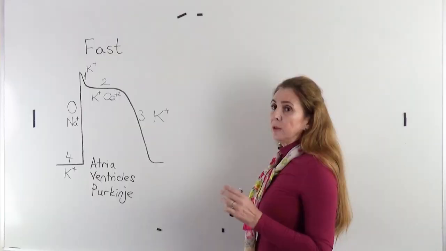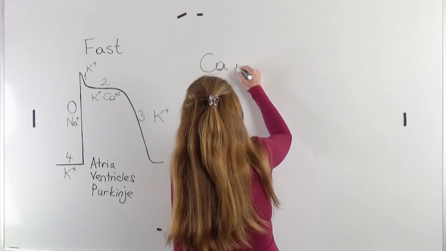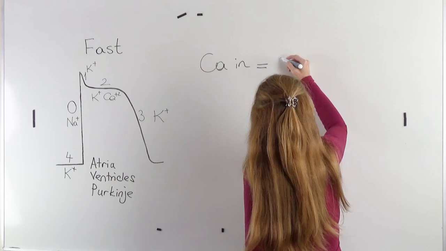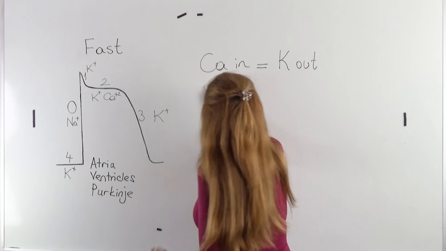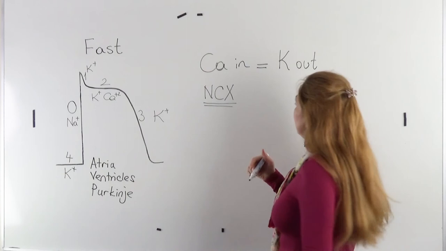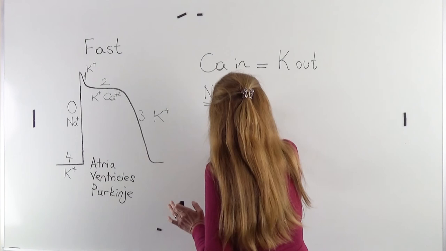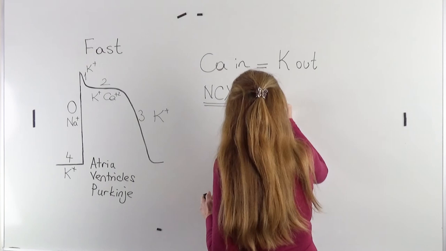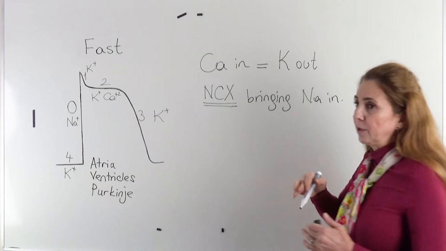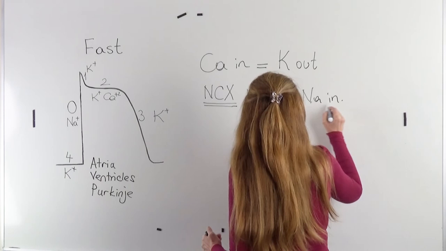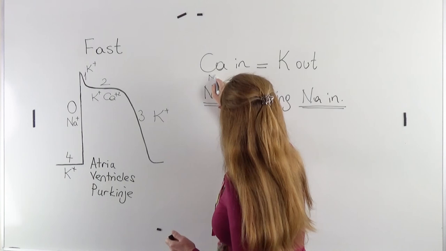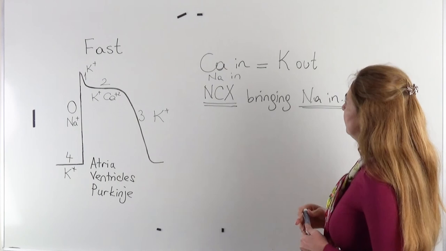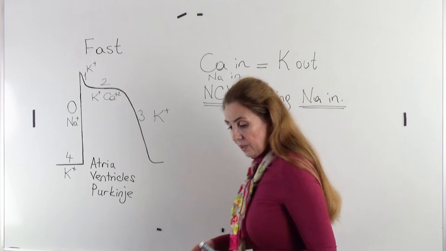So we said that calcium coming into the cell brought an equal amount of charge that is carried out of the cell by potassium. After we have mentioned sodium-calcium exchanger, we need to add a little detail that towards the end of plateau, sodium-calcium exchanger is bringing in sodium because it is sending calcium out. So this sodium coming in by the help of sodium-calcium exchanger is also thought to help balance the positive charges that come in together with calcium.